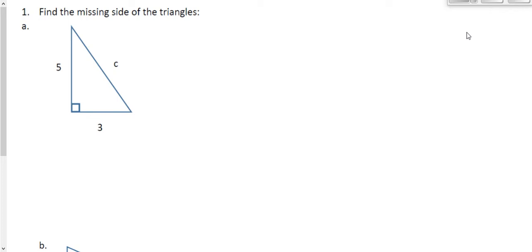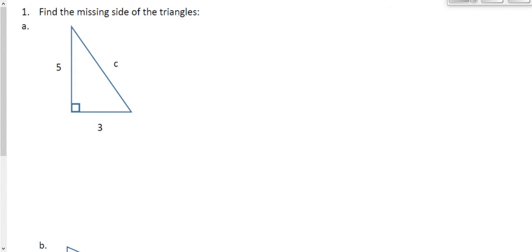All right, we're going to go ahead and start our Unit 9 review by taking a look at the review packet at question 1, part A and B. We're going to be finding some missing sides for these triangles. The very first triangle has a base of 3, side of 5, and a hypotenuse of C, and we need to figure out what C is.